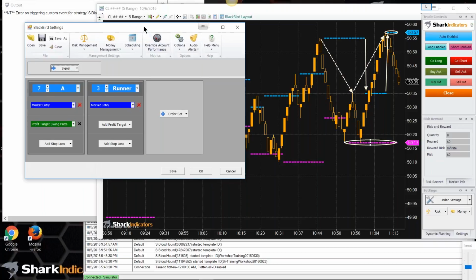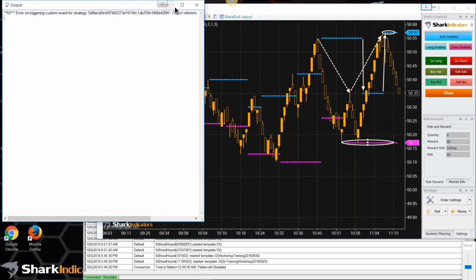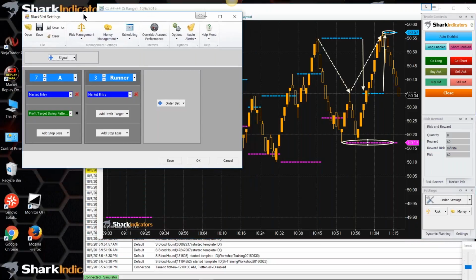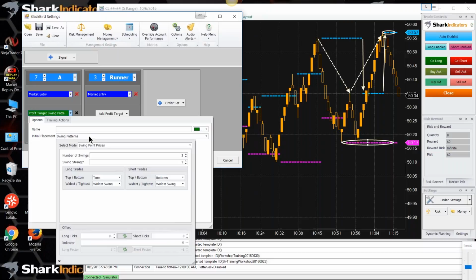So let's get our order settings window open again here. Let's get rid of that there. So, all right, with our profit target, we're using swing patterns. And if we open this up, we can adjust the number of swings that our indicator is using. We can adjust the swing strength of the indicator. And then you can adjust which plot we're using.